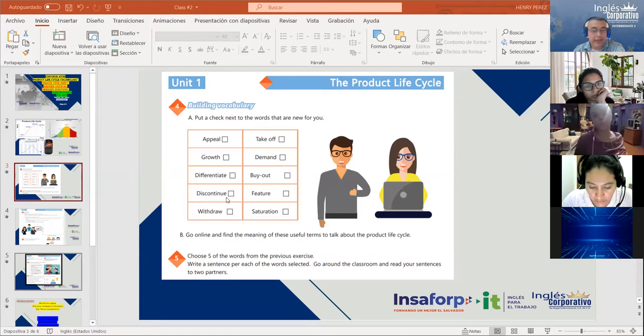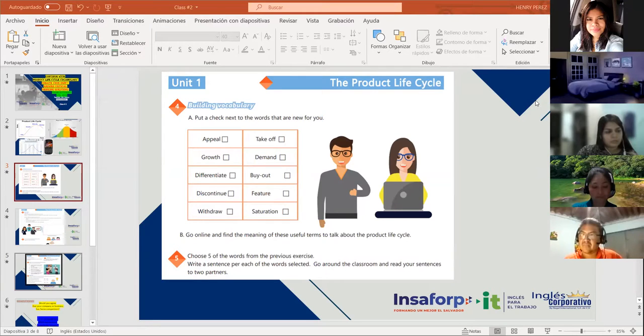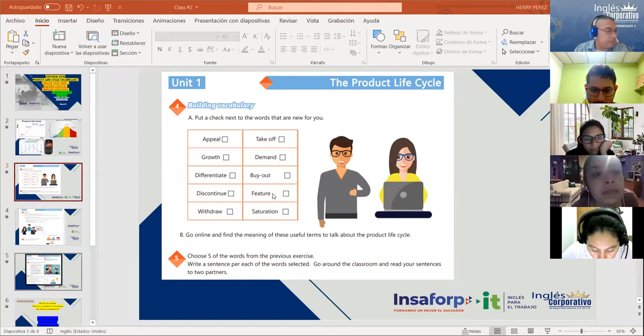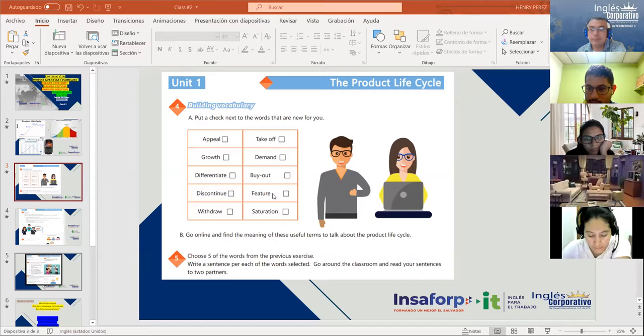Next one. Feature. Someone raised their hand here. Was it Fabio? Yeah, it was me. Okay. Maybe you can do the next one, Fabio. Feature are the characteristics that set a product or service apart from other similar things. Exactly. Los detalles. The characteristics of a product. Very good. Well done, Fabio. Very good definition. Perfect.